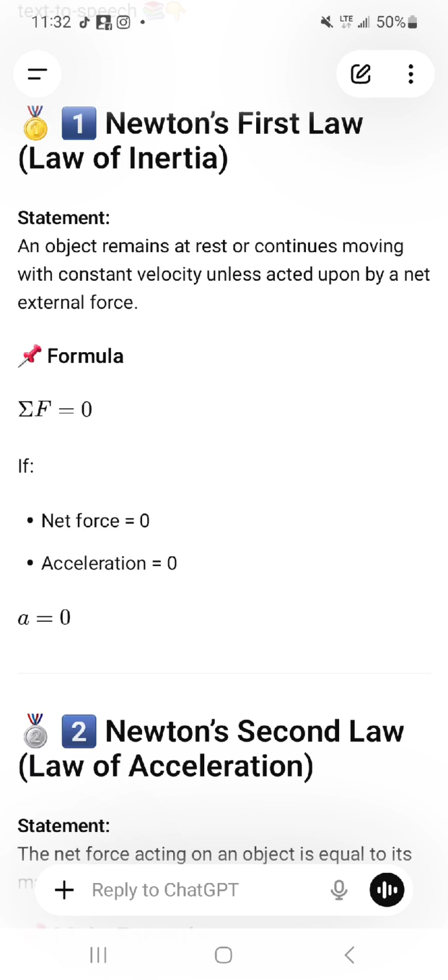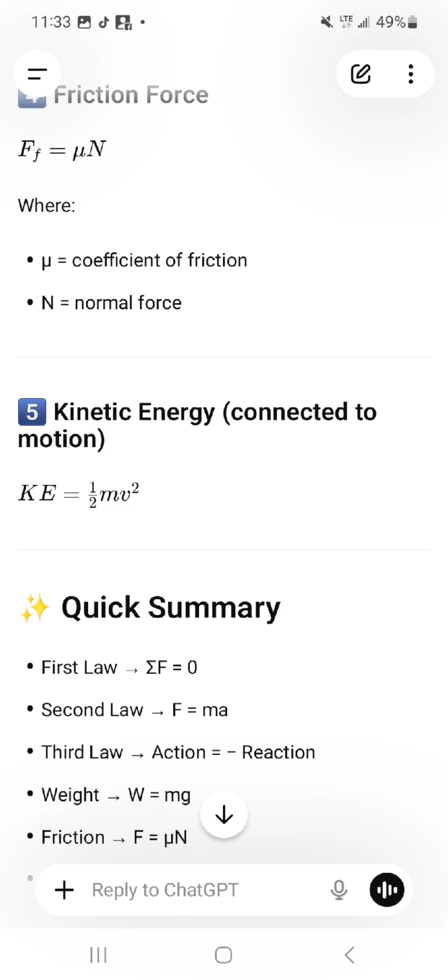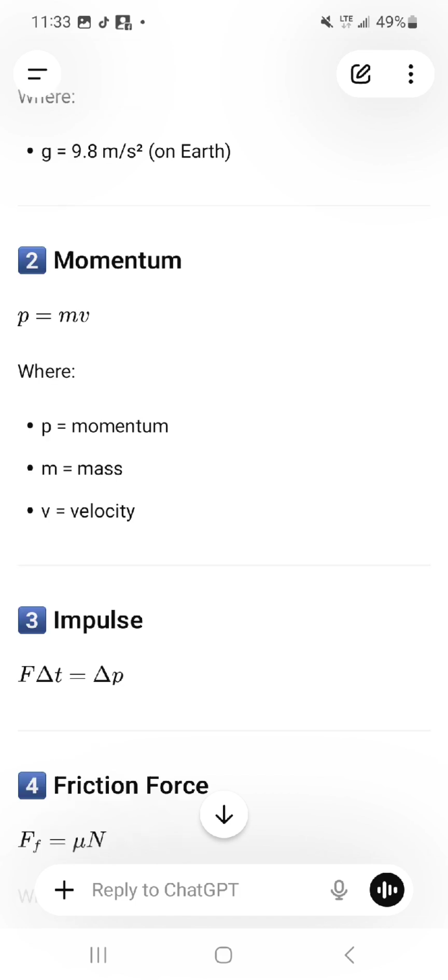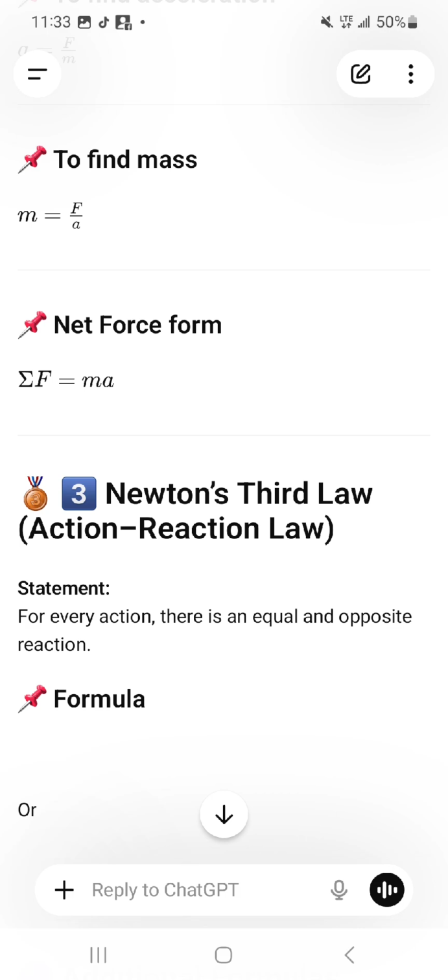Example. If you push a light cart and a heavy cart with the same force, the light cart will accelerate faster. That's because the mass is smaller. Point 3. Newton's third law.